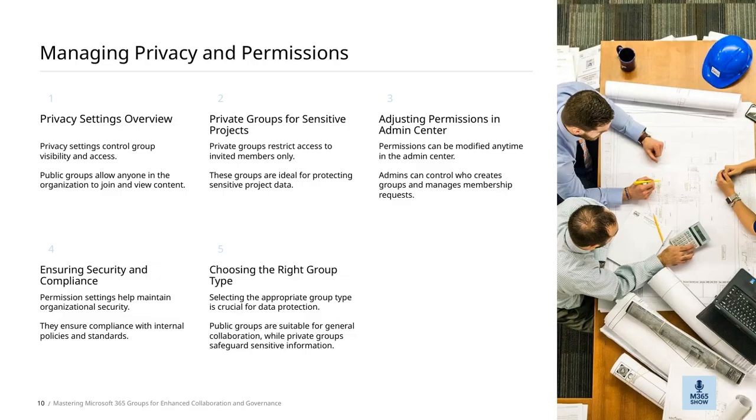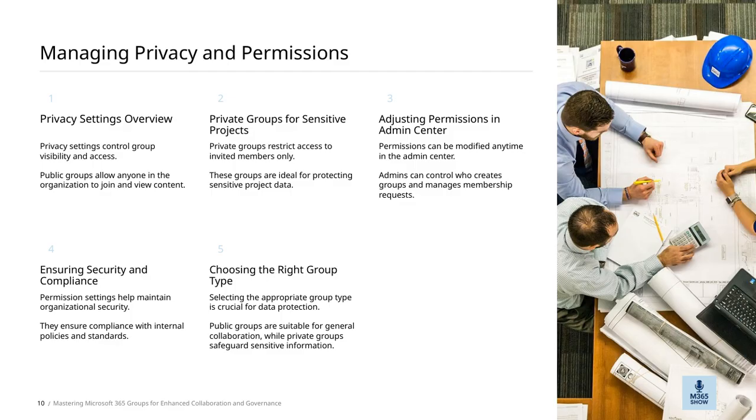Let's talk about managing privacy and permissions within Microsoft 365 groups, which is a key part of enhancing collaboration while maintaining governance. First, selecting the right group type is absolutely crucial for data protection. Public groups are great when you want broad collaboration across the organization, allowing anyone to join and view content easily. On the other hand, private groups are better suited for safeguarding sensitive information, as they restrict access to invited members only.